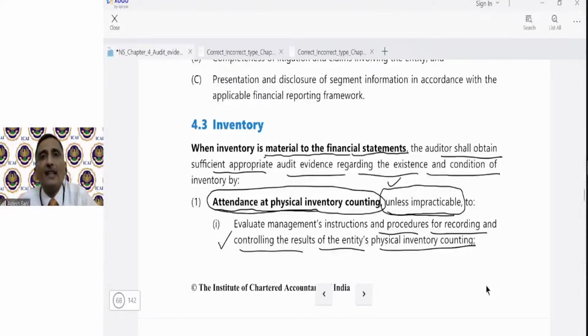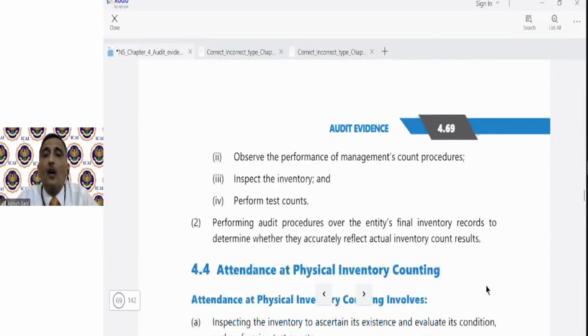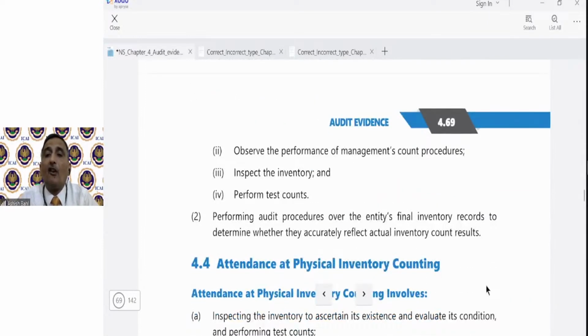So whether the program includes how those inventories which are in the nature of work in progress will be handled, what is the procedure, what method management has devised to verify and estimate these. Okay. Observe the performance of management's count procedures.